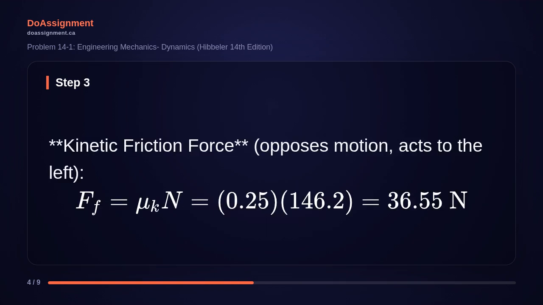The kinetic friction force equals the coefficient of kinetic friction multiplied by the normal force. That is 0.25 times 146.2, which equals 36.55 newtons, acting opposite to the direction of motion.